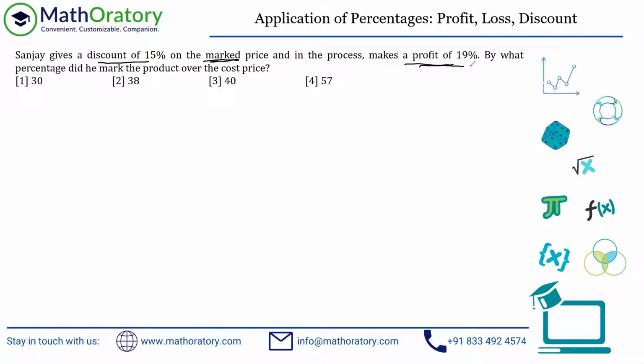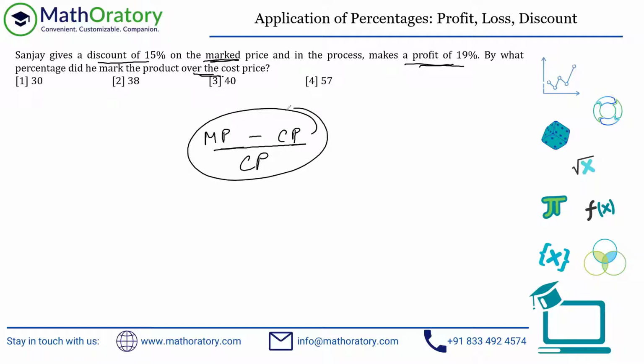So this is a very simple question. We just have to compare the marked price and the cost price, because that is what the question is asking for. By what percentage did he mark the product over the cost price? So marking the product over the cost price is basically the difference between MP and CP as calculated over the CP. So this is the percentage we are looking for. You should understand the language if you are aware of these kind of things. Even if not, I hope by reading the question you should understand this is the context.